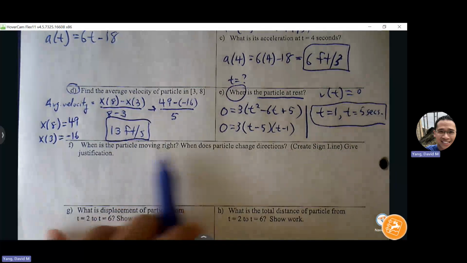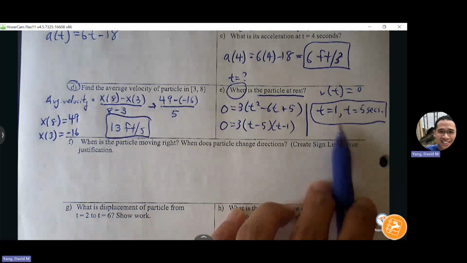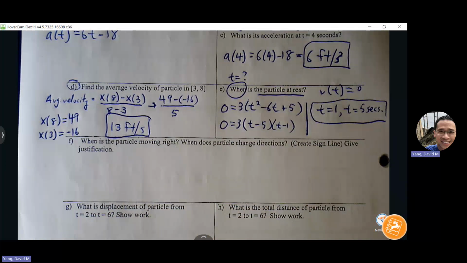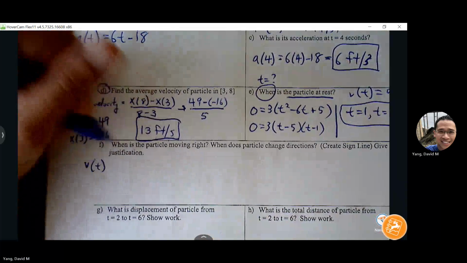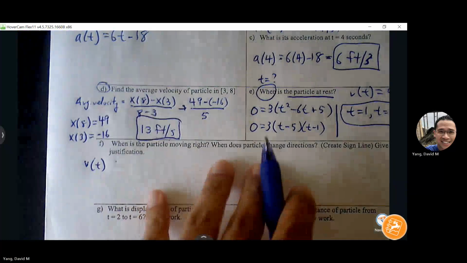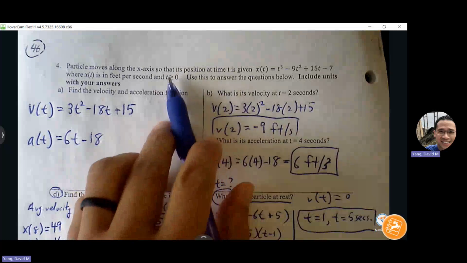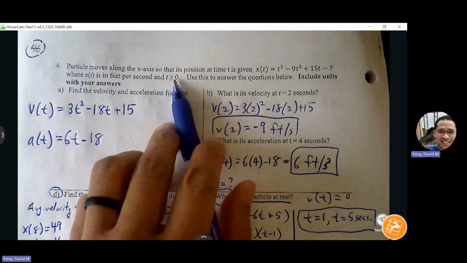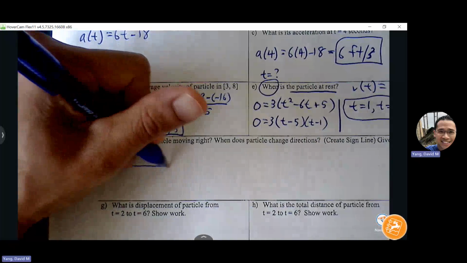Okay, when is the particle moving right? When is the particle moving left? The hint is let's create our velocity sign line, and then we'll test each interval, and then we can write our statement. So here's my velocity sign line. I do have a starting point, right? What's my starting point? 0, right? It says that t is greater than or equal to 0. So no negative numbers here. We're only dealing with 0 and greater.